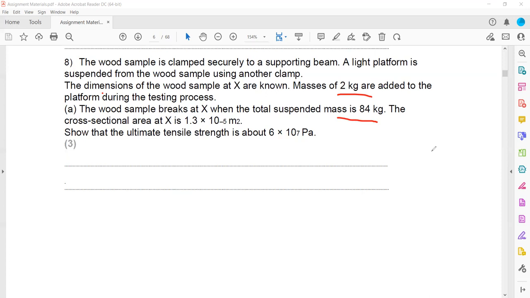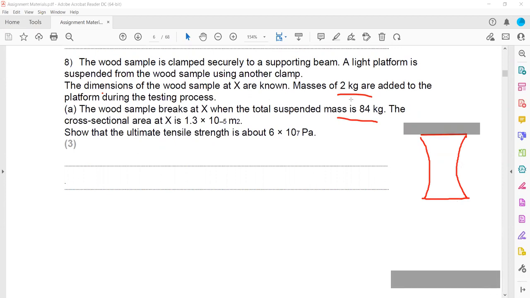So how can we show this? Say this is a sample of wood, fixed from the top according to the question. It is clamped from the top, and at the bottom we have a platform on which we can keep the load. Every time we add 2 kilograms, we see whether it breaks or not. Then we add a further 2 kilograms and check again, and we continue until the total weight added is 84 kilograms. When we add 84, the wood sample will break down.